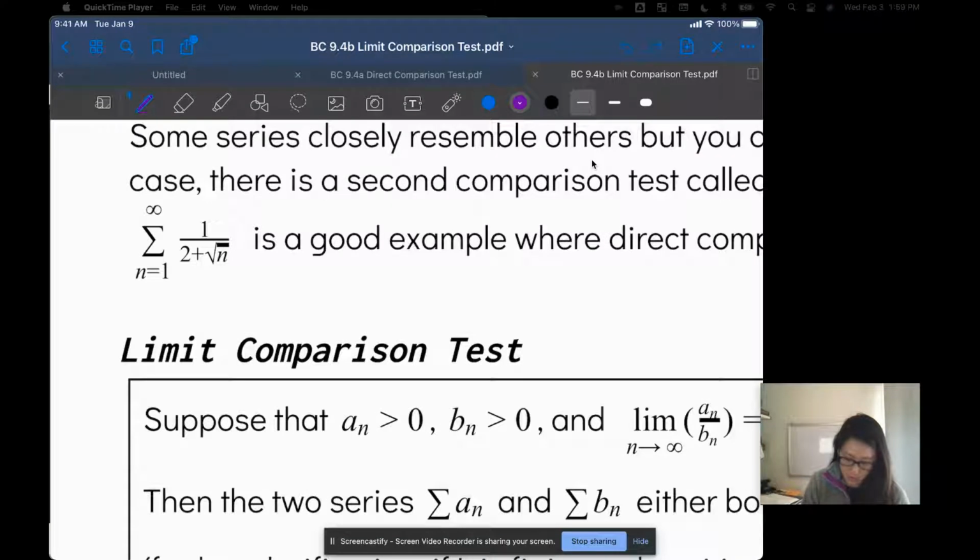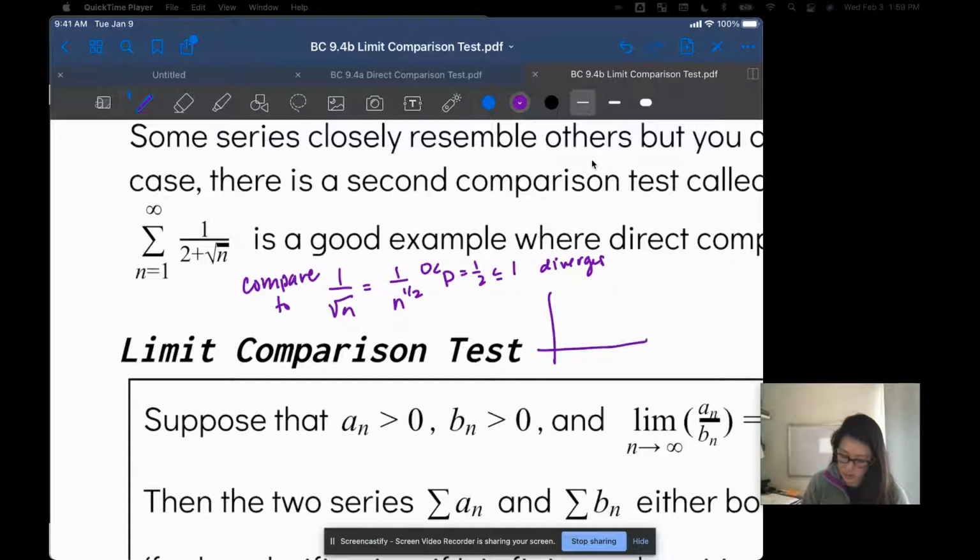The sum of 1 over 2 plus the square root of n. I would compare that to 1 over the square root of n, because that would be a p-series to the 1/2 power. And I notice that because p is equal to 1/2, which is less than or equal to 1 but greater than 0, the series diverges.